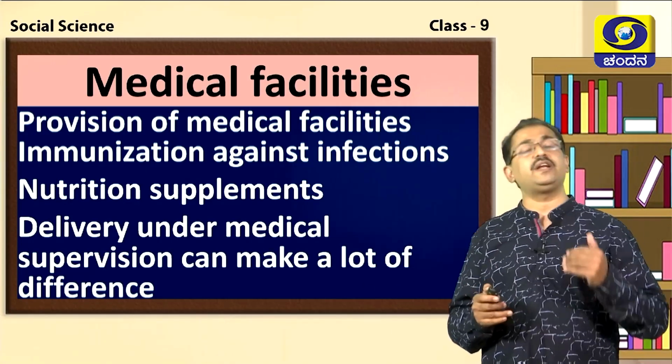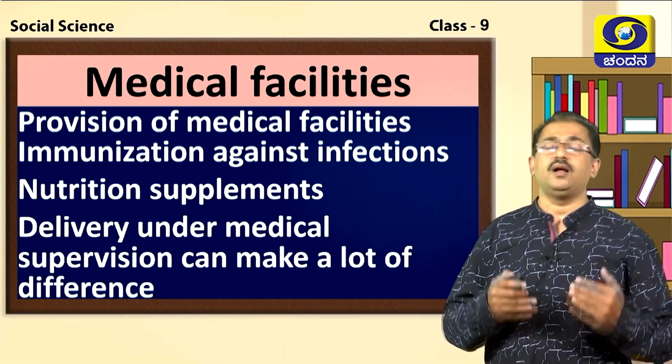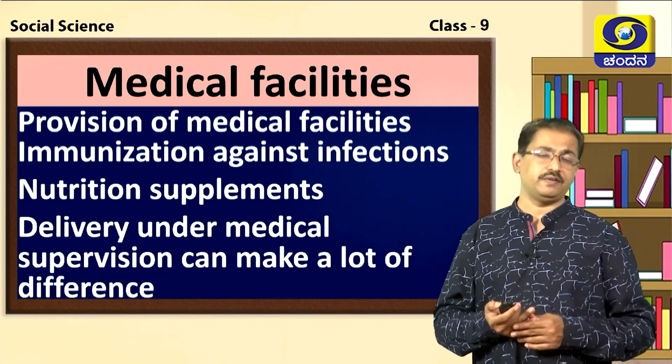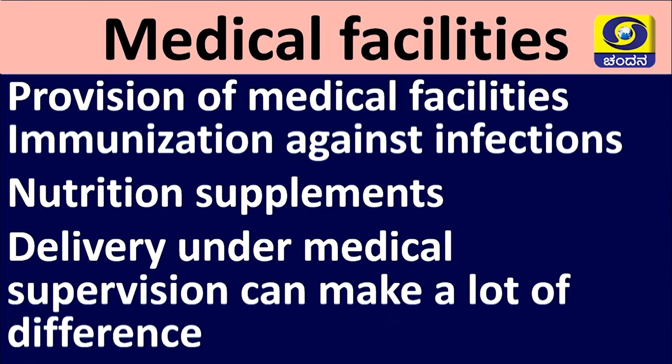So, medical facilities are to be provided. The Government of India and the Government of Karnataka have given a number of medical facilities to women. Provision of medical facilities, immunization against infections, nutrition supplements, and delivery under medical supervision can make a lot of difference, and all these are seen in our primary health care centers.